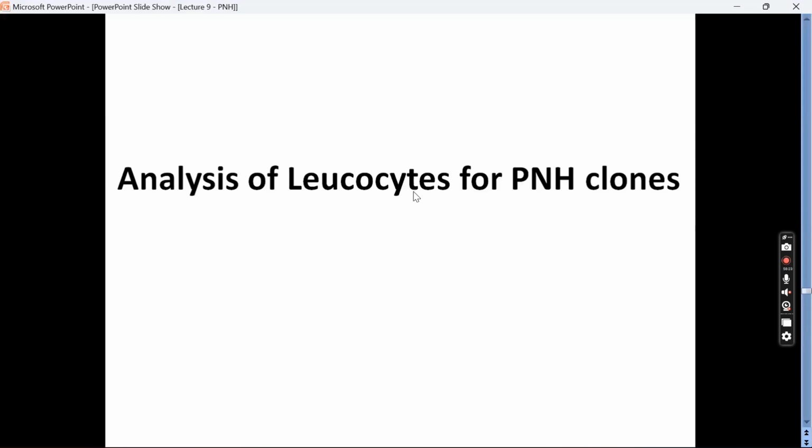So the leukocytes are the very important, the gold standard, for checking the PNH clones, not the RBCs. Why? Because hemolysis can result in false negativity, or active hemolysis can also give you a falsely decreased percentage of PNH clone when you are detecting in RBCs. So always do PNH clone detection in WBCs first, and later on RBCs.